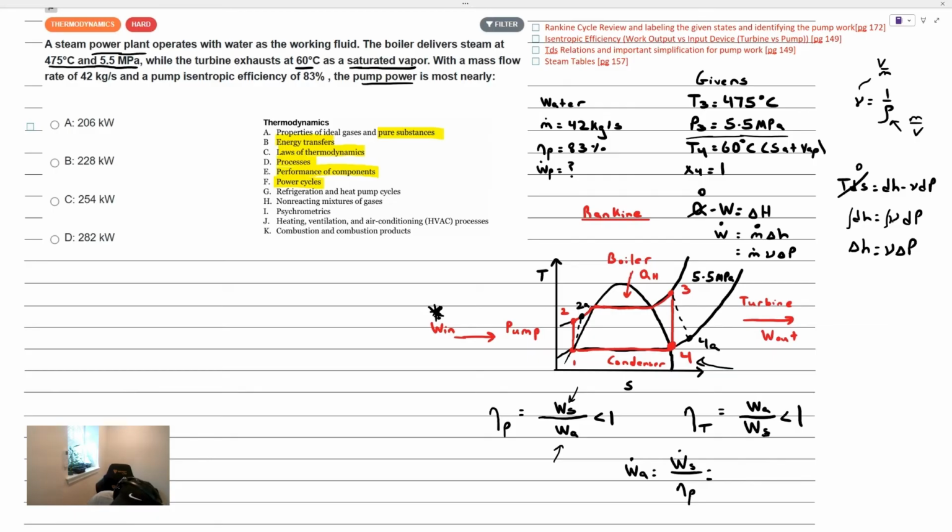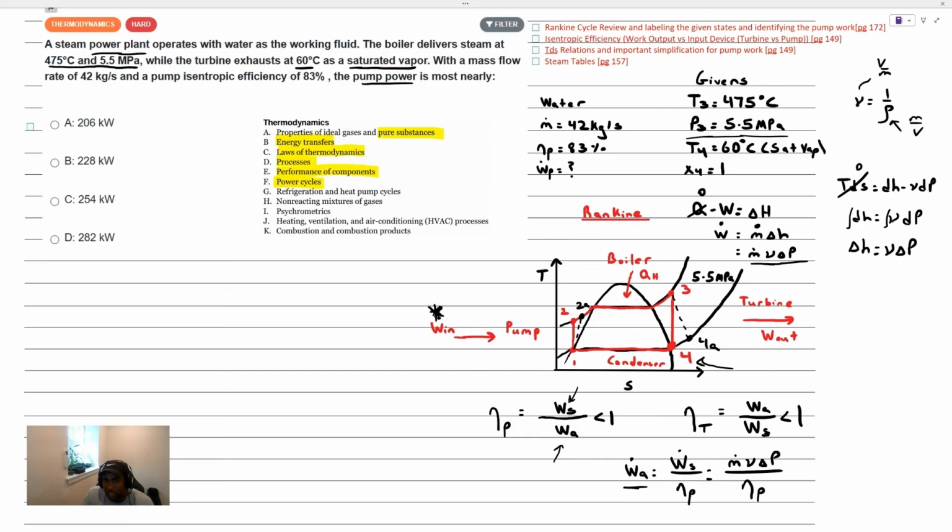So essentially, to compute the ideal isentropic power, all we need to do is plug into this relationship right here, which is the mass flow rate times the specific volume times the change in pressure. And we need to divide by the given isentropic efficiency for the pump. And then we would have our solution right here, which is the actual work input required by that pump.